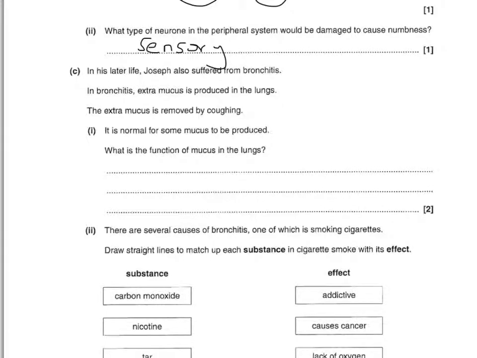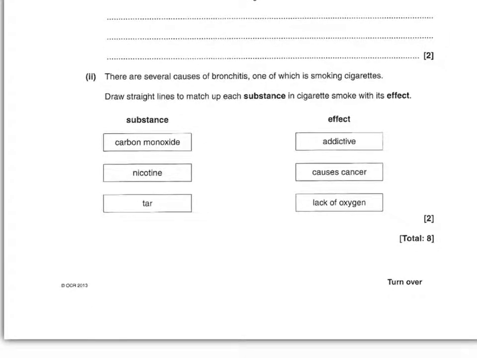And then the next question, there are several causes of bronchitis, one of which is smoking cigarettes. Draw straight lines to match up each substance in cigarette smoke with its effect. So carbon monoxide causes a lack of oxygen, nicotine is the addictive part, and the tar causes cancer.